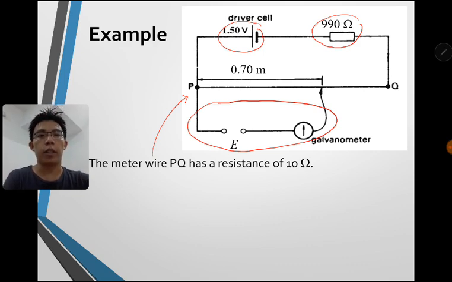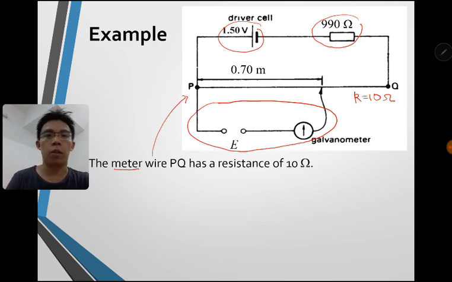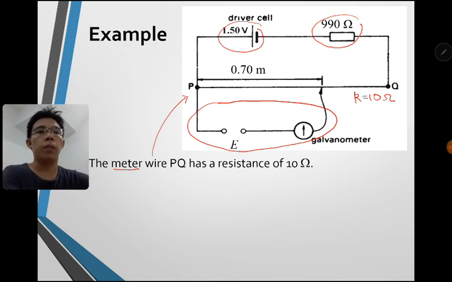So it's mentioned that the meter wire PQ has a resistance of 10 ohm. So let's name R as 10 ohm. Okay, and the total length of PQ is 1 meter because it's a meter wire, and we assume it has a uniform cross section. Okay, so 0.7 meter is where the contact is, and of course the rest is 0.3 meter. Okay, just to lay out the information.